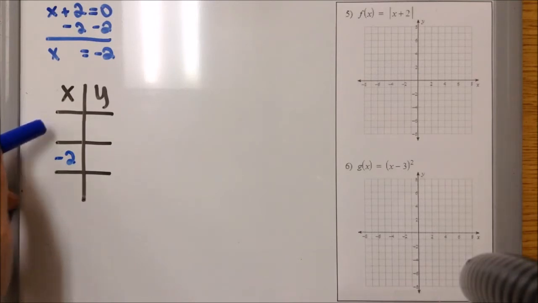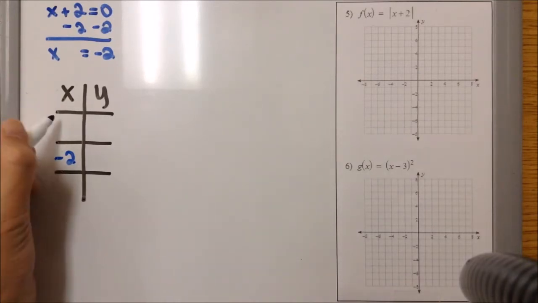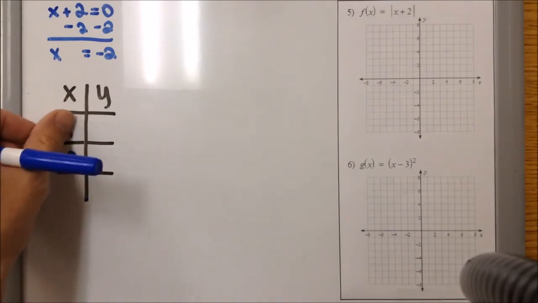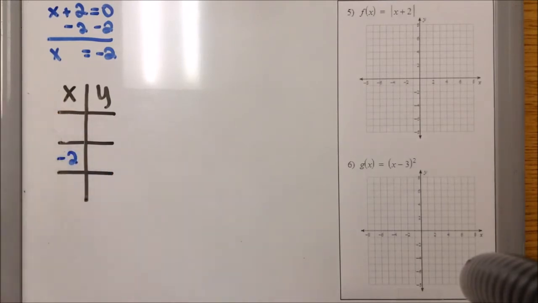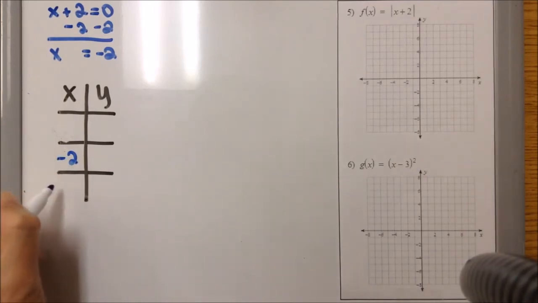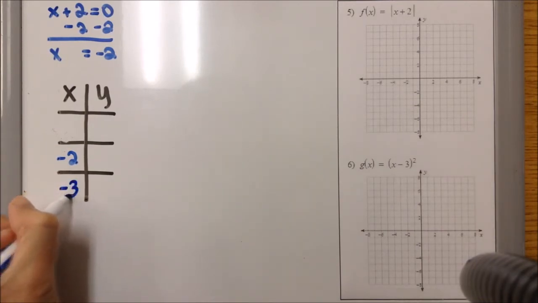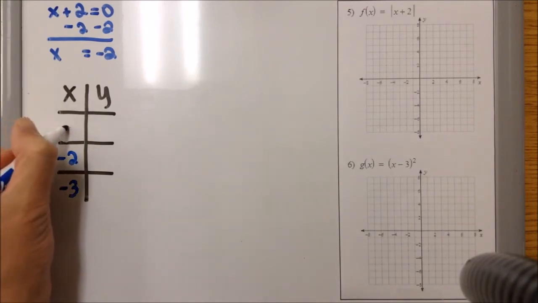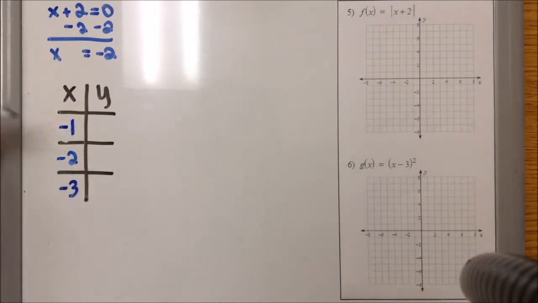So I'm going to do one less of -2. One less of -2 is -1. One more, well, actually, less, when it comes to a negative number, less goes in the opposite direction. So one less of -2 is actually -3. Now one more than -2 is going to be -1. So one more of -2 is -1. One less of -2 is -3.